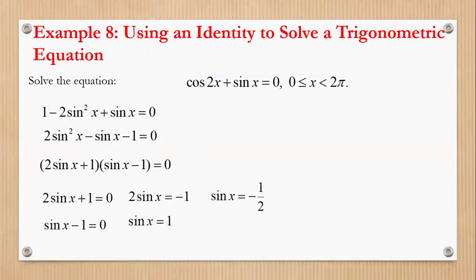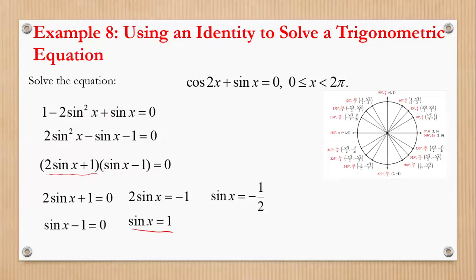And if I set each of them separately equal to 0 and isolate the sine x from each of them, from the first parenthesis I get sine x equal to -1/2, and from the second parenthesis I get sine x equal to 1. Now it's time to look at the unit circle. When we say sine x is equal to -1/2, it means the y value of that point must be -1/2. And this point has -1/2 as a y value, and also this point, which means x should be equal to 7 pi over 6 and 11 pi over 6.